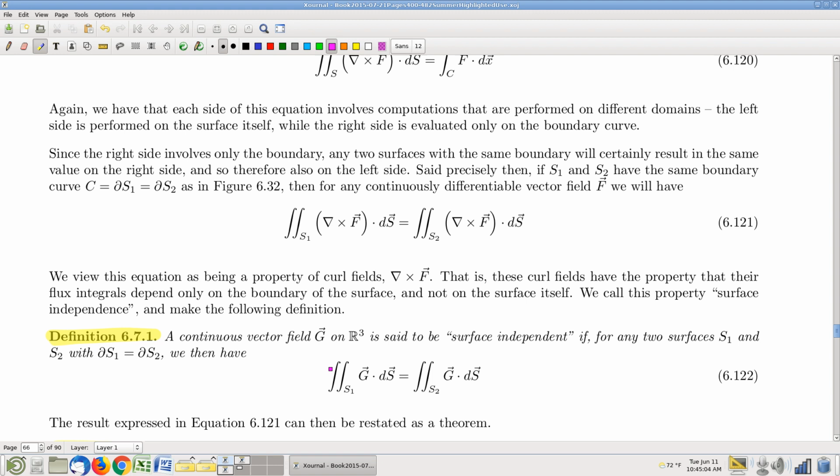A vector field, whatever that vector field may be. Who knows? Maybe there are more such vector fields. We call it surface independent if, as long as these two surfaces have the same boundary curve, the fluxes are always equal.